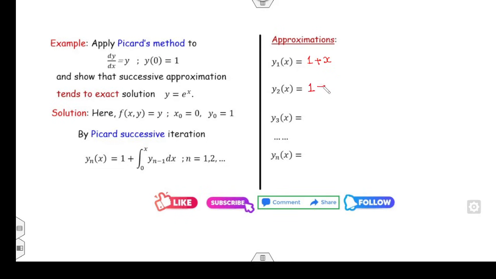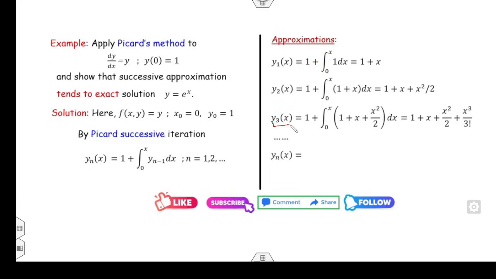Now you can substitute in the second one. It is the integral from 0 to x of y1, y1 is 1 plus x, into dx. If you integrate them, it is 1 plus x square divided by 2, integration from 0 to x. That number will be 1 plus x square over 2. Similarly, you can find the value of y3. y3 is nothing but 1 plus the integral of y2. I can substitute the value of y2. If you integrate them, that comes to be here.